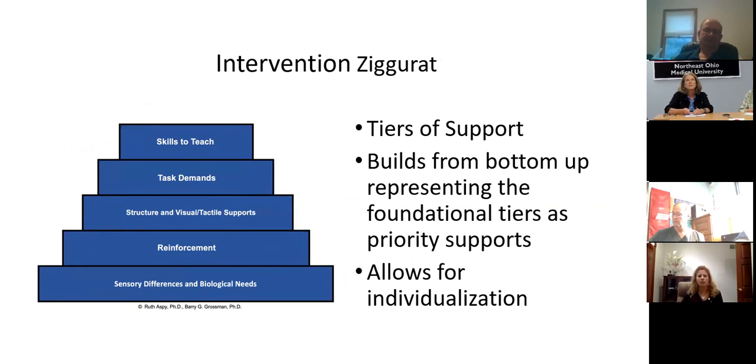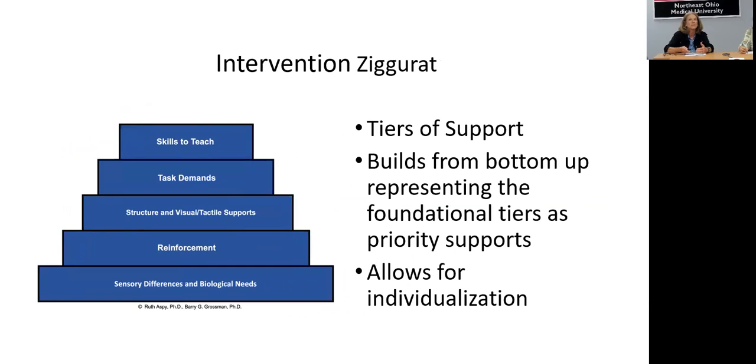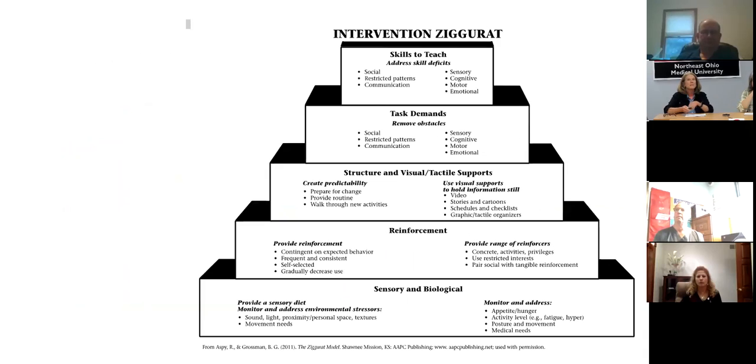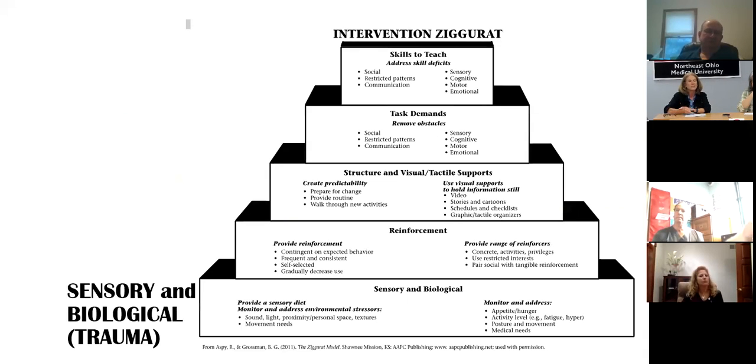It's not a pyramid, but it's built on tiers, and the tiers have to have an incredibly strong base to support all of the other pieces that you layer on top of it. It allows for individualization, which is definitely what we're looking at with this population. So let me show you the intervention ziggurat. Here the base is the sensory biological area, which includes trauma. We need to address, understand, and assess sensory biological needs and include that ever so important trauma piece right off the bat. We can't really move on unless we have that.